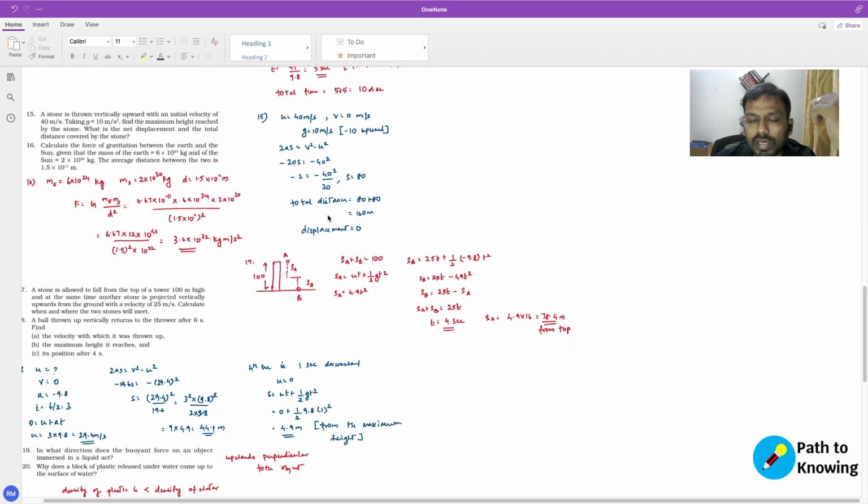What is the displacement? We understood that the displacement is the net distance covered, right? So in this case, the object comes back to the same place, so the net distance is 0, right? So the displacement is 0.